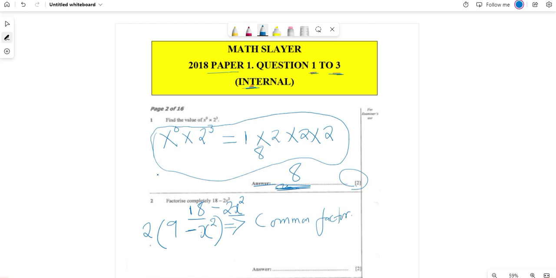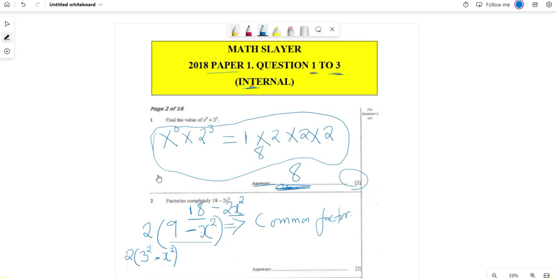Remember, the question is saying factorize completely. So we need to check whether inside here we can factorize further. Yes, we can, because this is a difference of 2 squares. So we can write it as 2, and 9 is the same as 3 squared, minus x squared, like that.